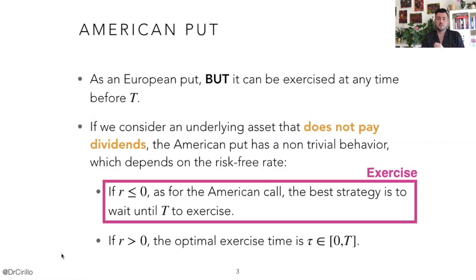When conversely the rate is strictly positive, so R is strictly larger than 0, then we can show that the optimal exercise time, which we will call tau, can be between 0 and capital T. So in the situations in which R is strictly positive, we might be in a case in which it is optimal to exercise the option before maturity. So we will try to understand how.